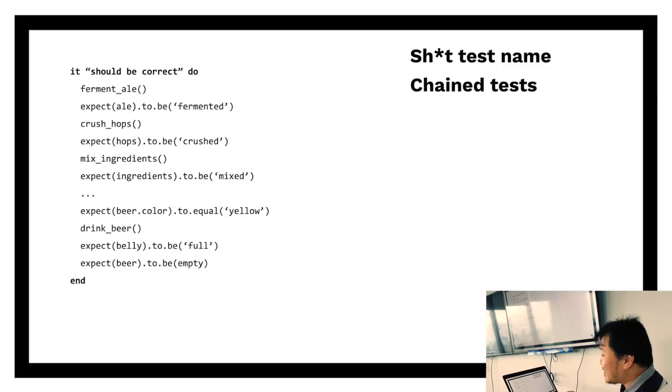This is chain tests. So you do, it should be correct. It says ferment ale, expect ale to be fermented. Crush hops, expect hops to be crushed. Mix ingredients, expect ingredients to be mixed, etc. And then at the very end, expect beer color to equal yellow, drink it, expect belly to be full and beer to be empty. Multiple assertions, but you need steps between the assertions.